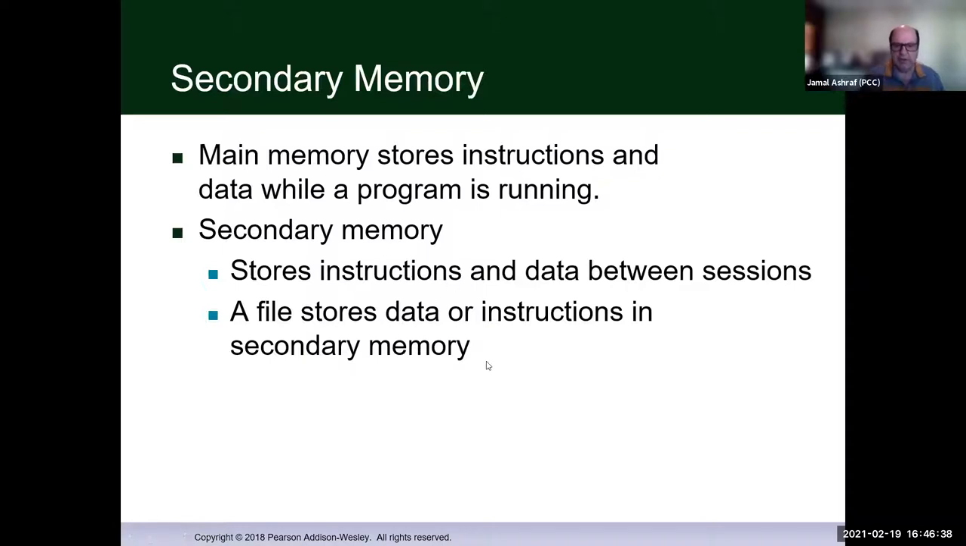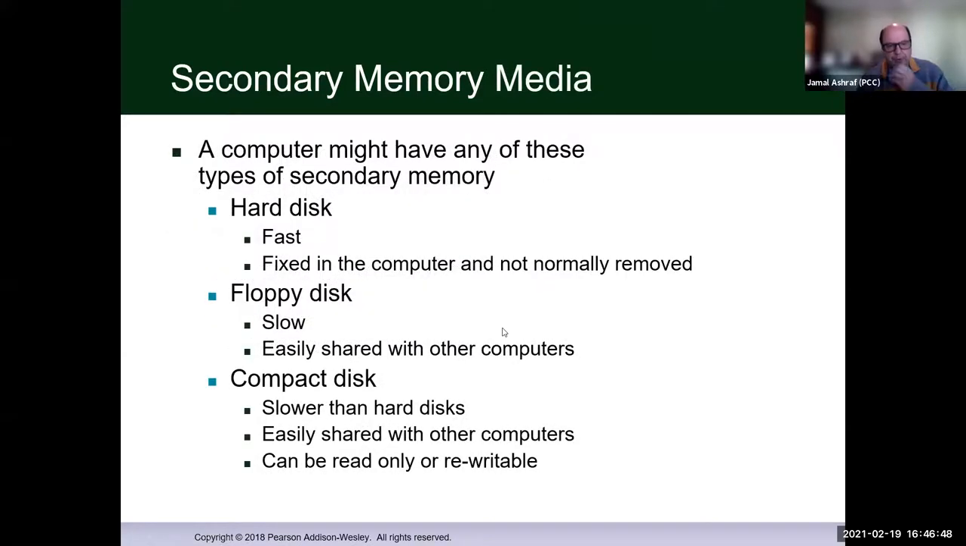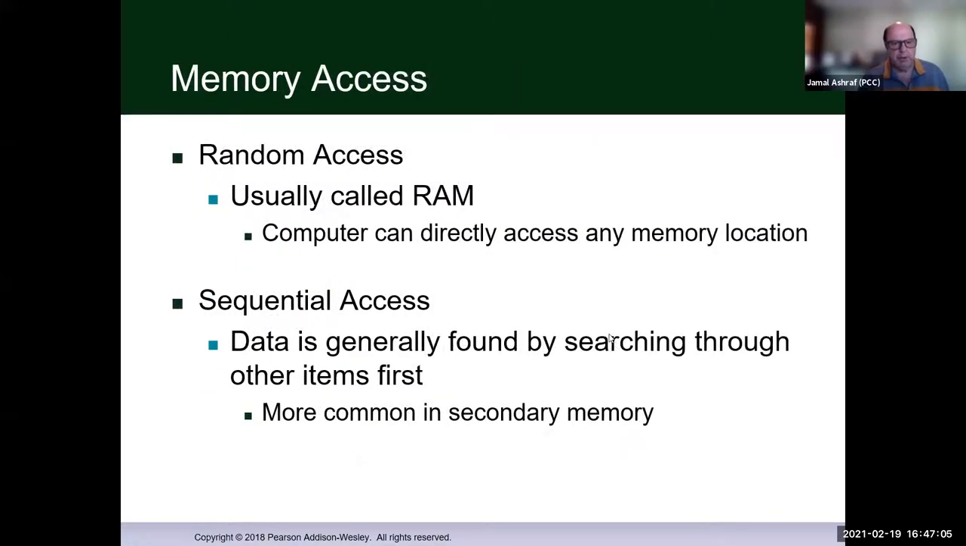Secondary memory is anything but main memory. So it can be your hard drive, a USB drive, a DVD drive, whatever we have in there. Hard disks are not as fast as memory, but they're much cheaper. So we need to use those. I don't know if anybody remembers floppy disks, compact disks. I'll let you guys read those things.